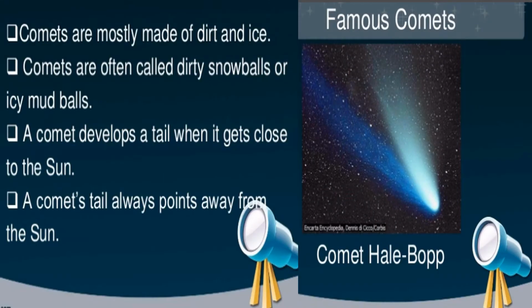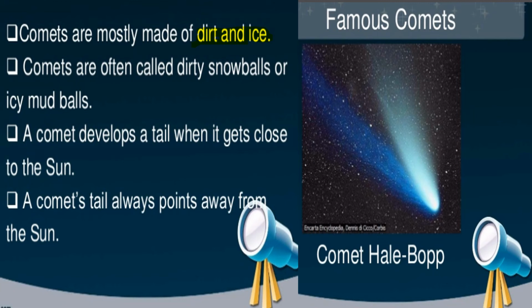Now to another slide. Here is a comet. This is a picture of the comet. What is a comet? Comets are mostly made of dirt and ice. So I write this: dirt and ice. It is made of dirt and ice. Okay. And comets are often called dirty snowballs or icy mud balls.